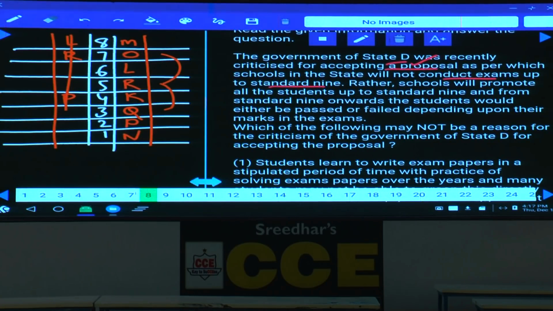What is the proposal here? As per the proposal, schools in the state will not conduct examinations up to 9th standard. Rather, schools will promote all the students up to 9th standard, and from standard 9 onwards, the students would either be passed or failed depending upon their marks in the examinations. Clear? Till 9th standard, all the persons irrespective of their marks in the examination will be promoted, and there won't be any examination till 9th class. And the government has accepted this proposal.